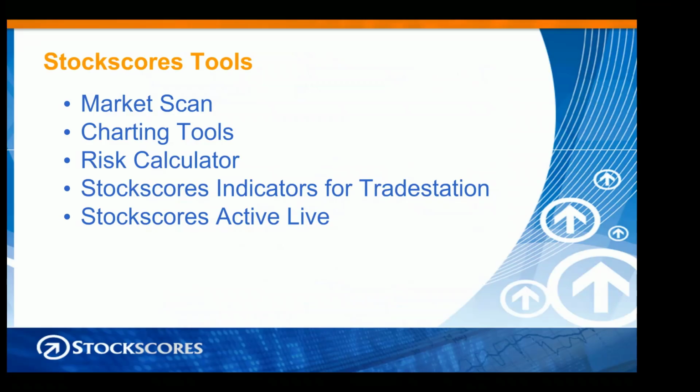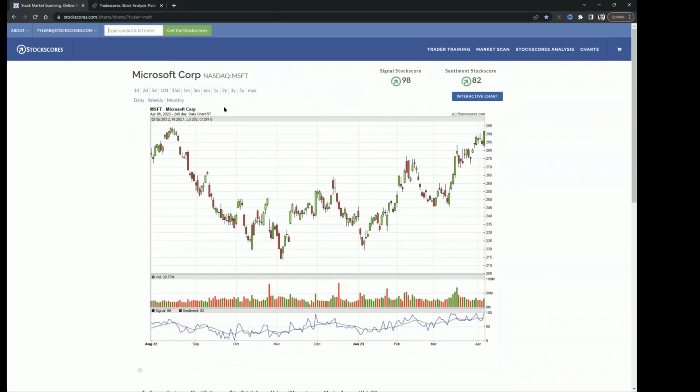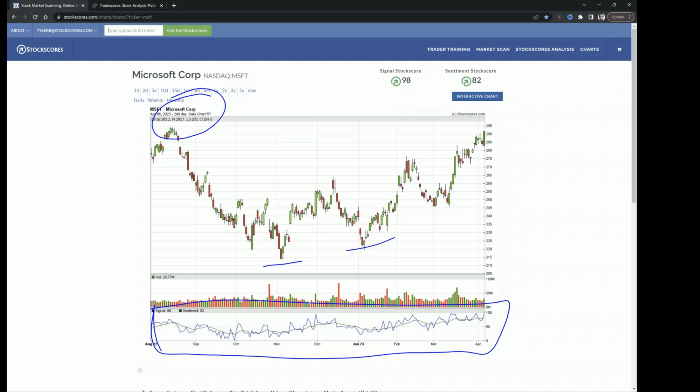Now let's talk about some of the charting tools. So I can pull up any chart on Stockscores up in the top left, right up here. I just enter in the symbol. So Microsoft, MSFT. Now I've got a chart of Microsoft. This is a 240-day chart. It has the Stockscores indicators at the bottom. They're helpful for determining who's in control of the market. Are the buyers in control or are the sellers in control? In this case, the buyers are in control because we have rising bottoms.